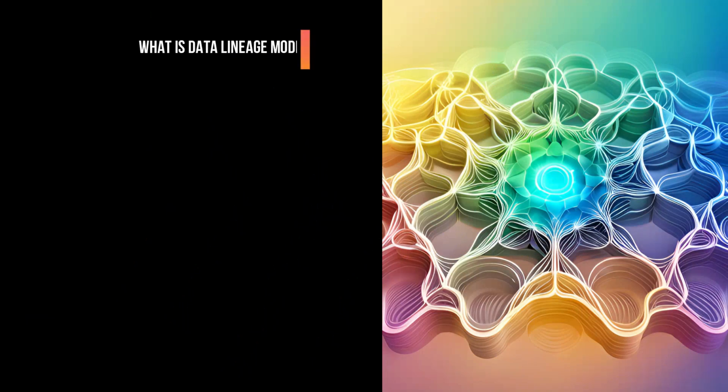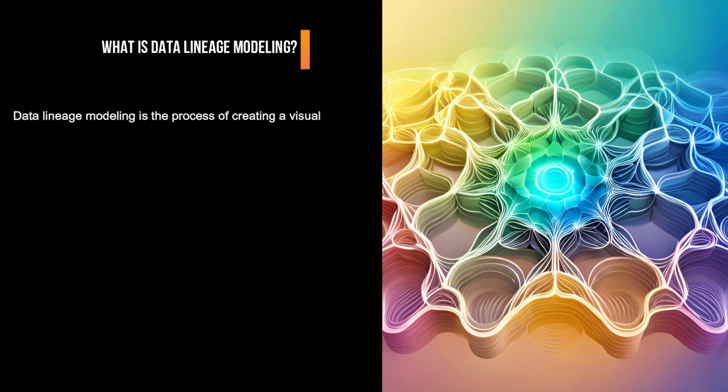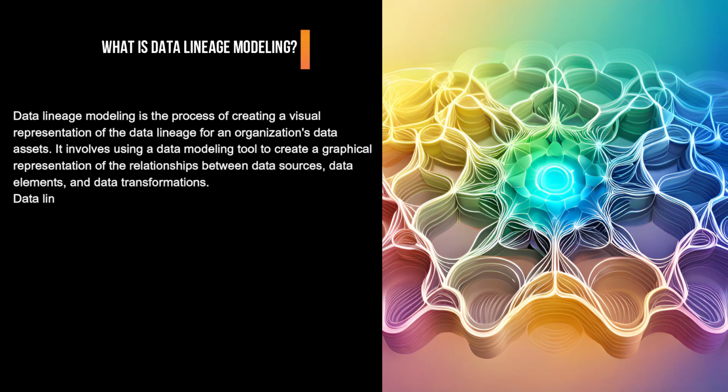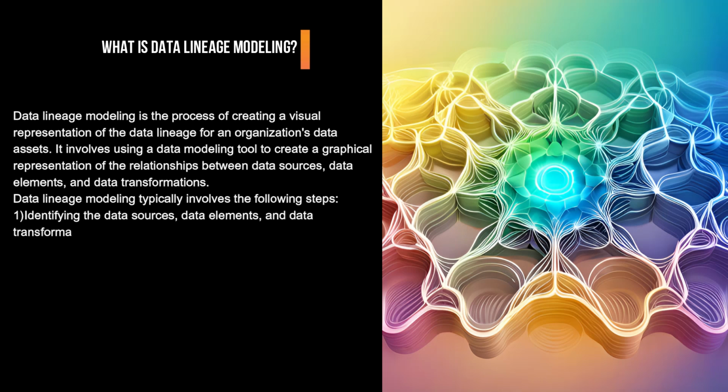What is data lineage modeling? Data lineage modeling is the process of creating a visual representation of the data lineage for an organization's data assets. It involves using a data modeling tool to create a graphical representation of the relationships between data sources, data elements, and data transformations. Data lineage modeling typically involves the following steps.